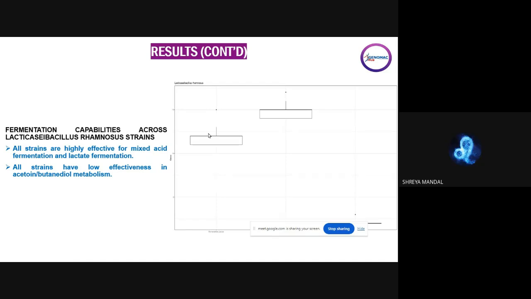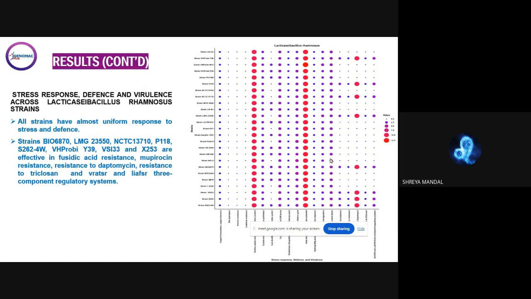Yeah, sure. So after that, on the fermentation capabilities, we found all the strains were highly effective in this mixed fermentation, and this is a lactate fermentation, while there was low effectiveness in the case of butanoate metabolism. And in the stress response, we found all the strains showing a uniform response, while these strains are effective in the fusidic acid resistance. These are the antibiotic resistance genes.